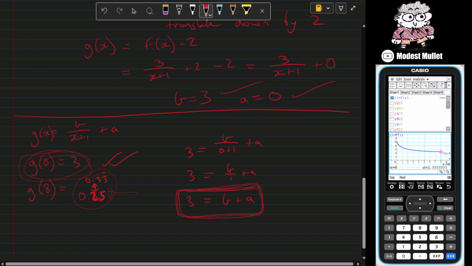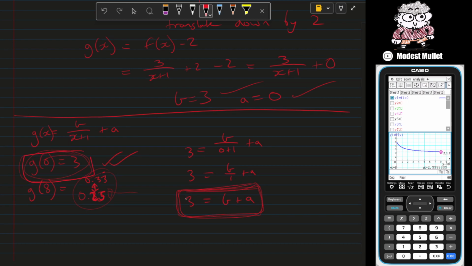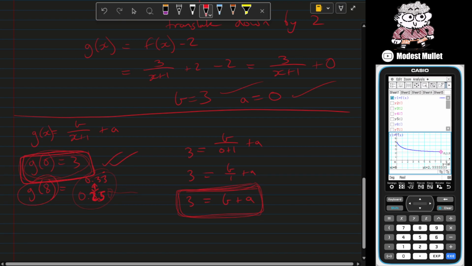And this gives you a point to start trialing values. As long as the two values of b and a that you choose add up to 3, you can keep going, knowing you'll always meet this first requirement. So you might want to try b is 2. Well, that means a needs to be 1. Then you might want to try b is 2.5, and that means a needs to be 0.5. Or you could choose b is equal to 4 and a is equal to -1. And you could keep playing and trialing those until you get our final point, our g of 8, to be in the right area.